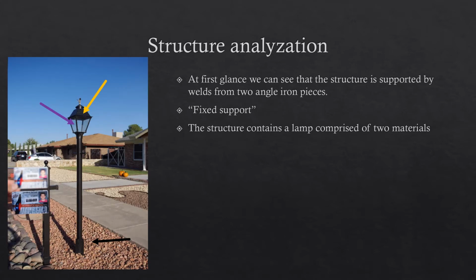At first glance of the structure, we are able to see that it is supported by welds from two angle iron pieces. This support is known as a fixed support in statics. The black arrow points to the fixed support. The structure also contains a lamp comprised of two materials. The purple arrow points to a type of glass, while the yellow arrow points to an unknown metal.